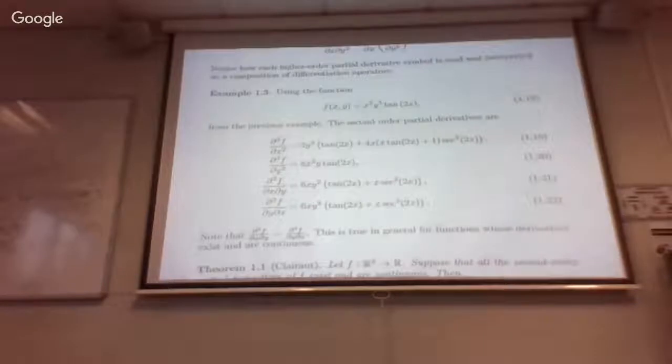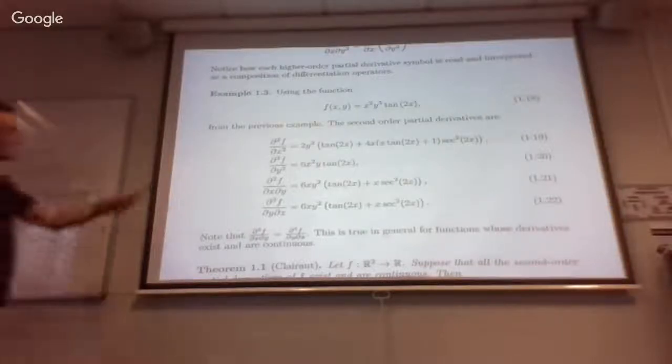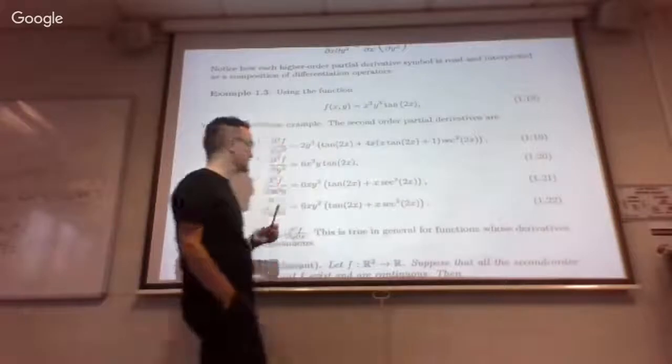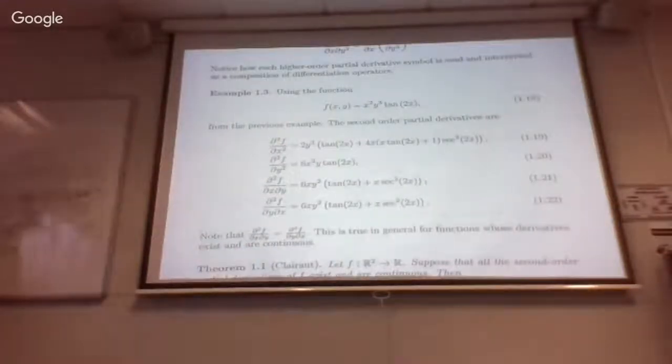There's a worked example here. We'll move on from it shortly because I'm going to concentrate on the examples on the extra problem handout. But this function we treated in the last example, x squared y cubed tangent 2x, these are its 4 second order partial derivatives. Okay.